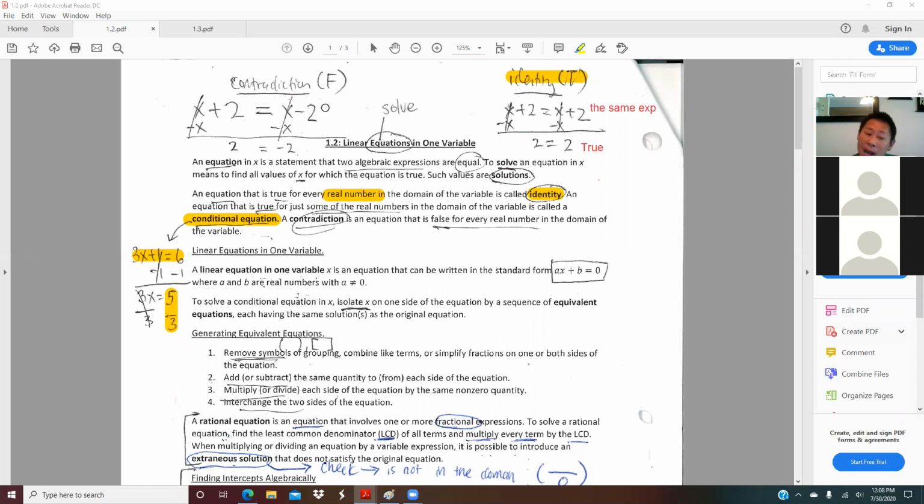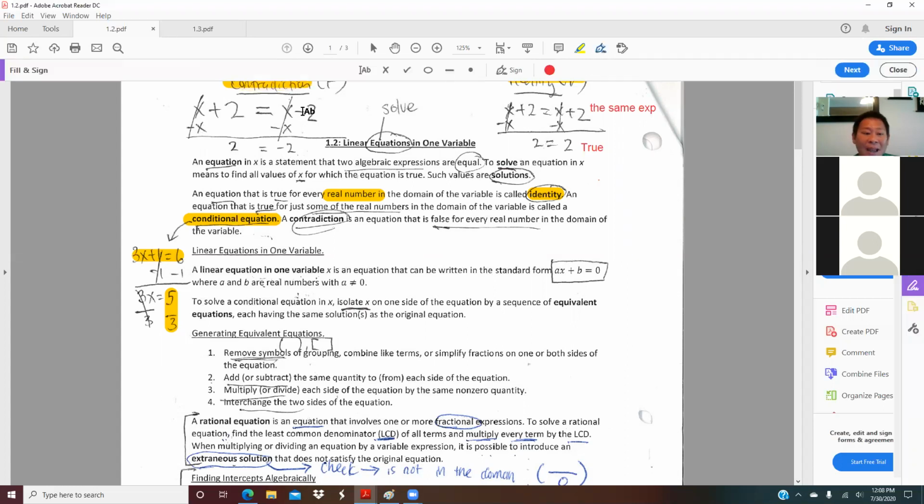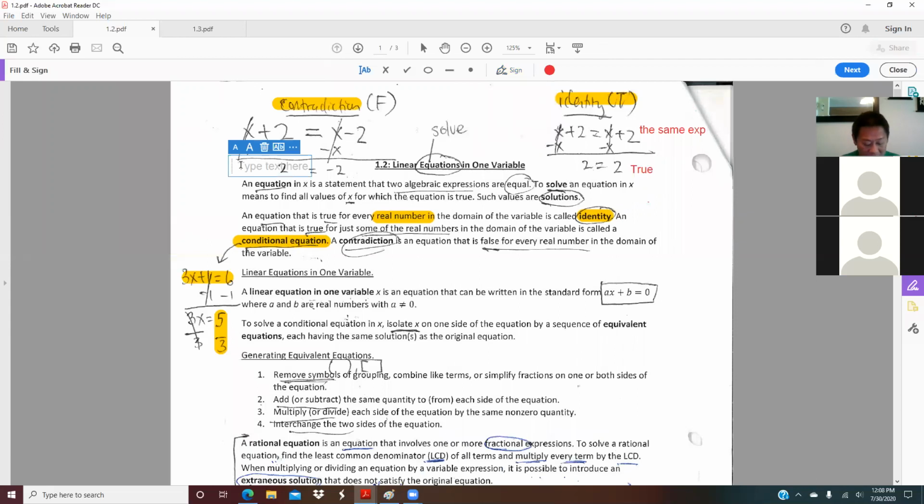Okay. And sometimes when you try to solve something, your x is canceled out and you are left with 2 and -2. This is what we call a contradiction, where you will get what we call a false equation here. So this is a contradiction. That's what we're talking about. So the contradiction and identity only happen if your variable x or y or whatever is being canceled out.